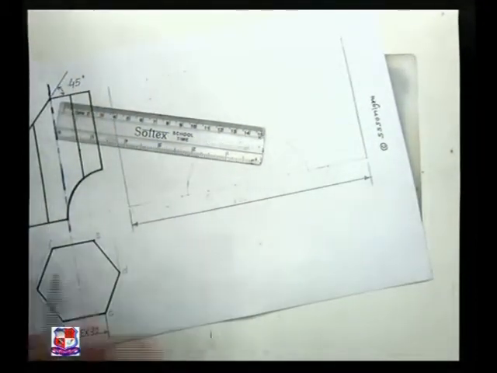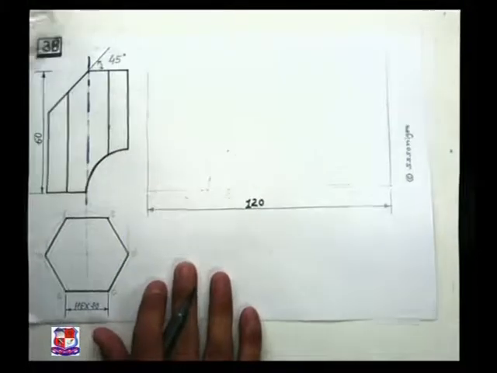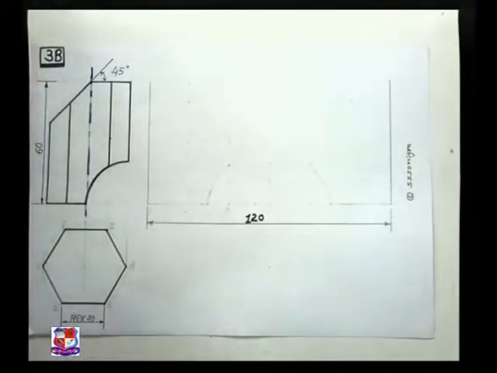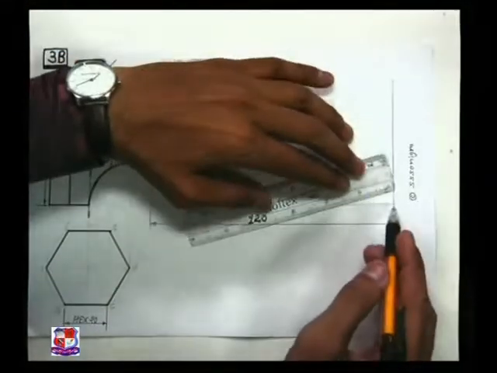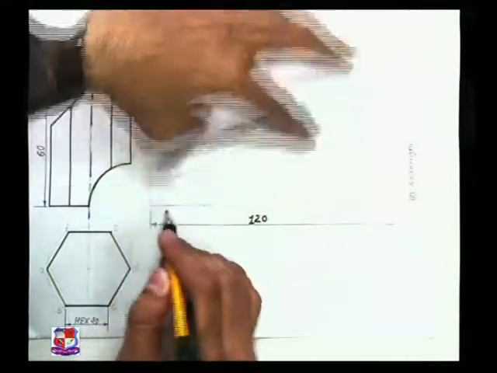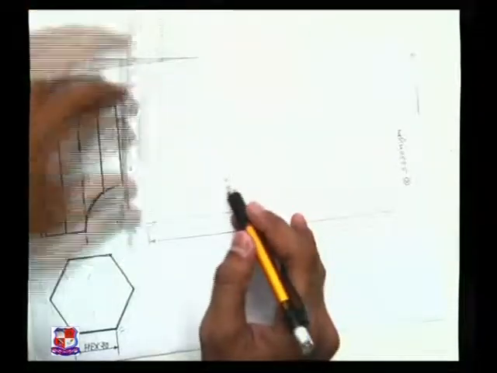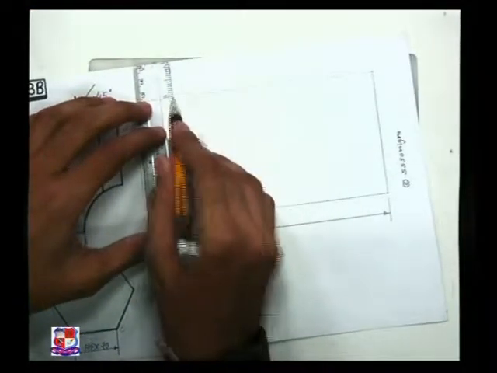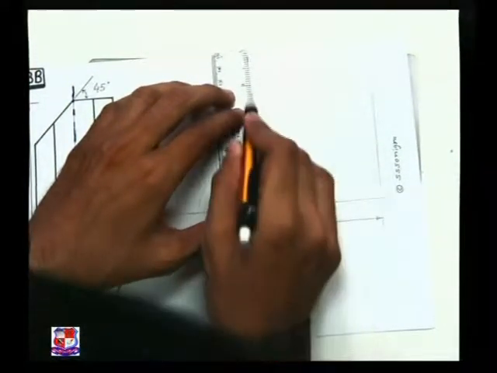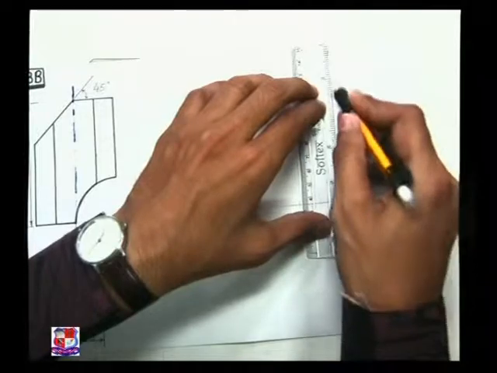Arrows, and the dimension is 120 mm. That is 20 into 6. If it is a pentagonal prism, it would be 5 into 20. So this rectangle is the development of the given solid if it is not cut anywhere. If the prism is not cut anywhere, then its development would be just a rectangle like this. And here draw vertical lines at a distance of 20 mm each to represent all 6 rectangular faces of the solid like this. Draw vertical lines.